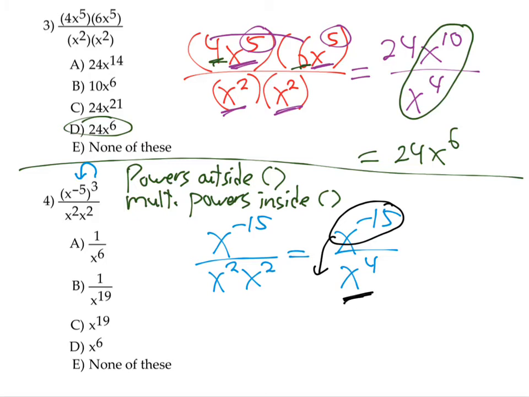Not so on number 4. Only the top guy's unhappy, so only the top guy's going to jump. And then after he jumps, his power becomes positive. And the x to the 4th, he's been good all along. He's not going anywhere. He stays put.